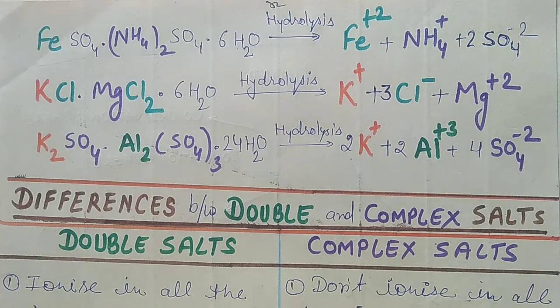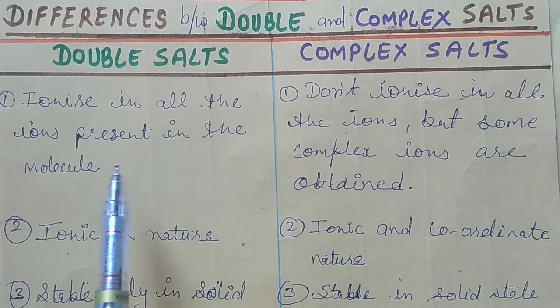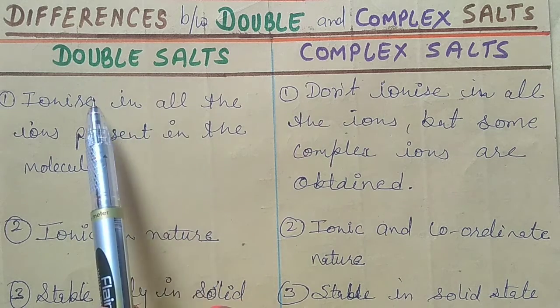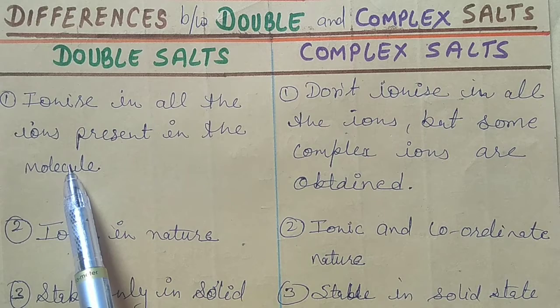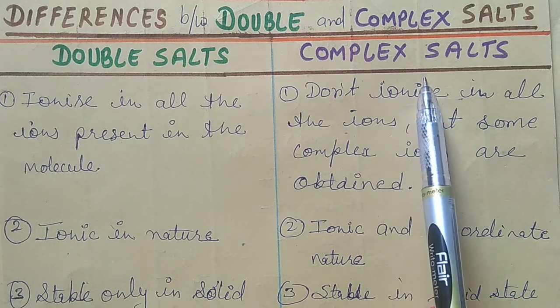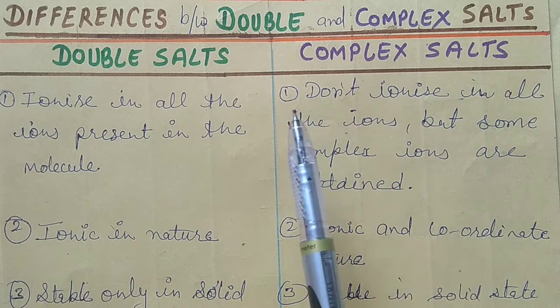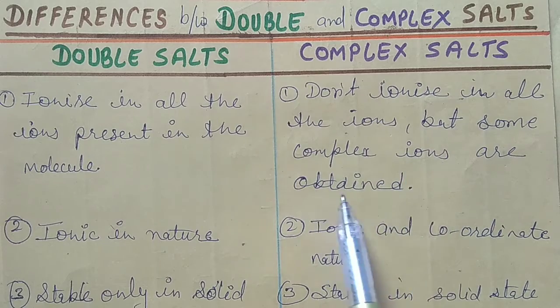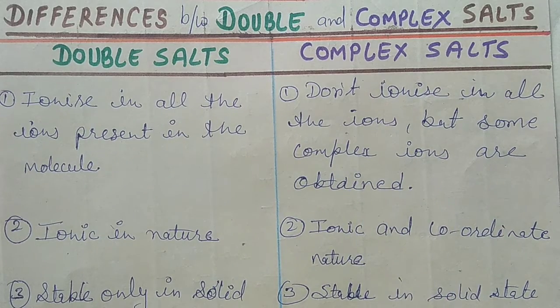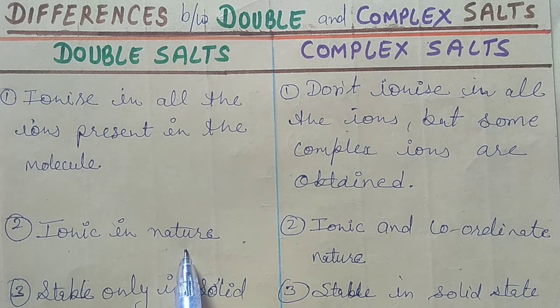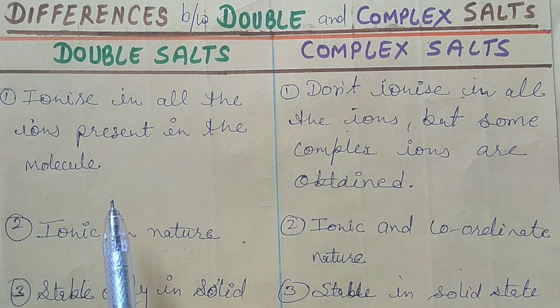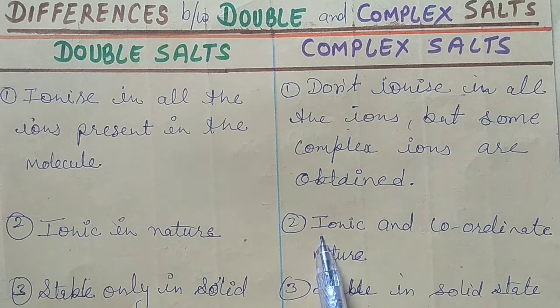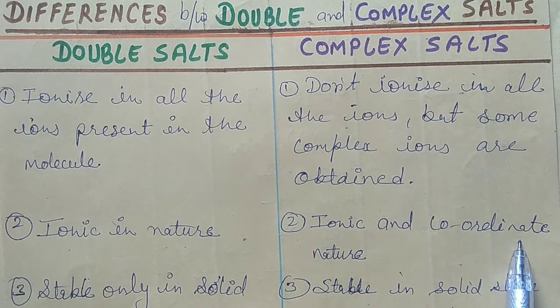Now we will see the differences between double salts and complex salts. The first and main difference is that double salts ionize into all the ions present in the molecule, while complex compounds don't ionize into all the ions, but some complex ions are obtained which are enclosed in brackets. Double salts are ionic in nature, so we obtain all the types of ions present in the molecule. Complex compounds are ionic, but coordinate nature is also present, because a coordinate bond is present.